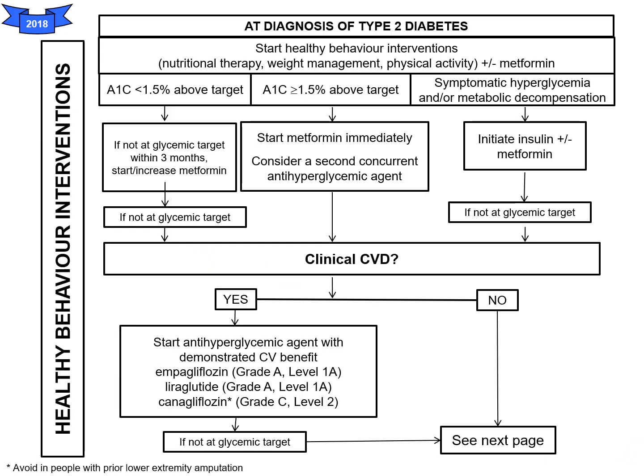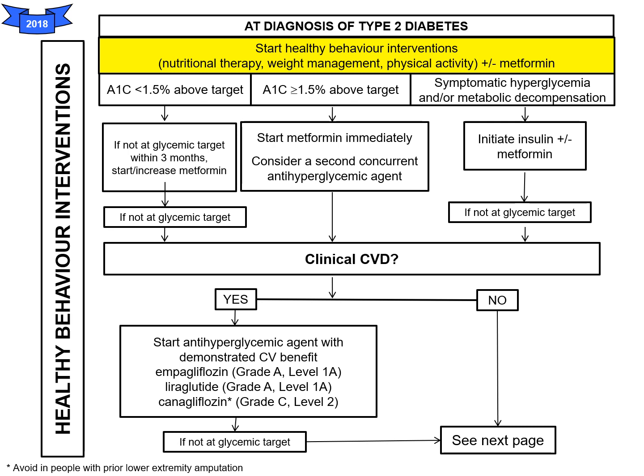This is the updated algorithm for glycemic management of type 2 diabetes. At the time of diagnosis, healthy behavior interventions should be initiated. These include nutritional therapy, weight management, and physical activity. There is also an option to start metformin.